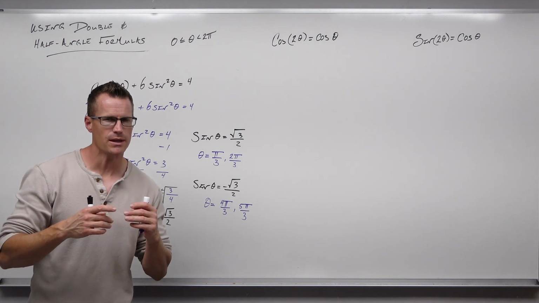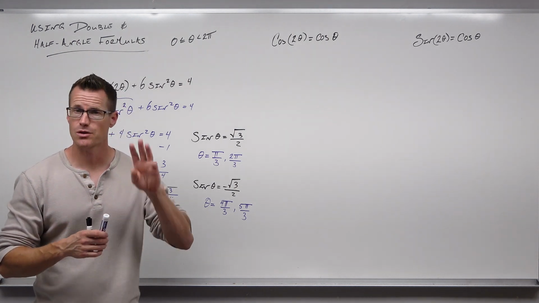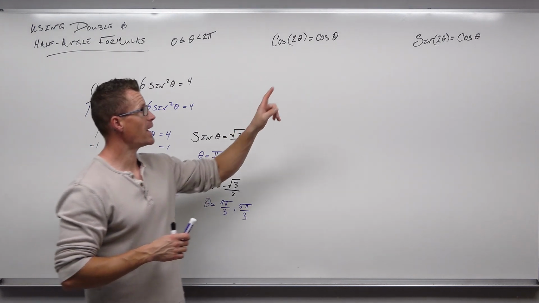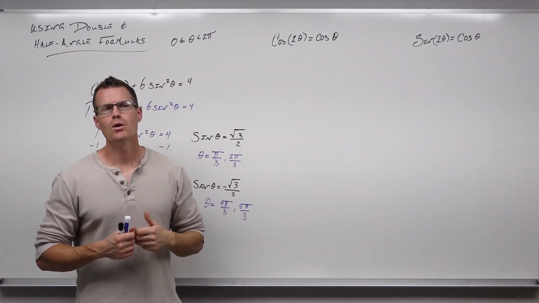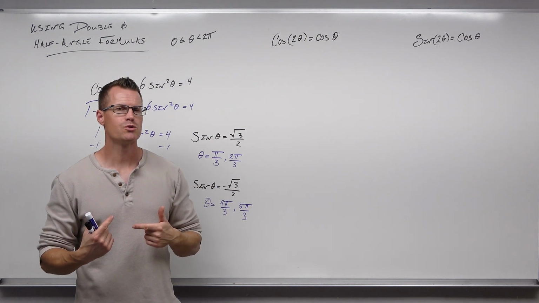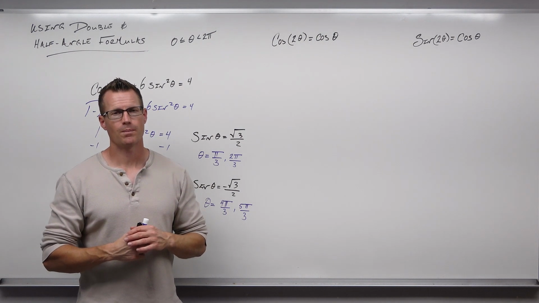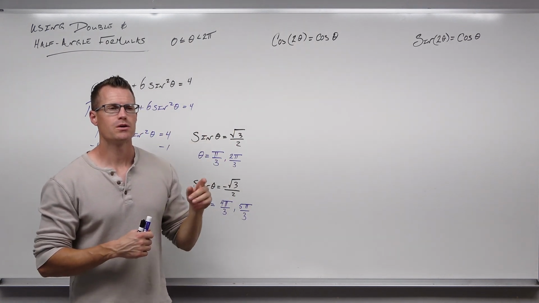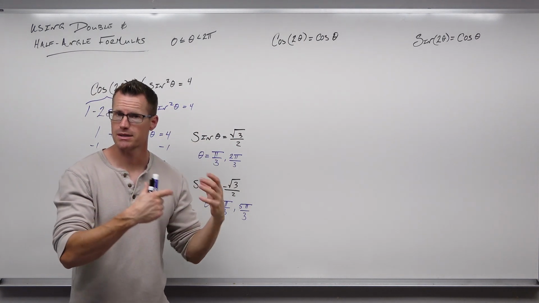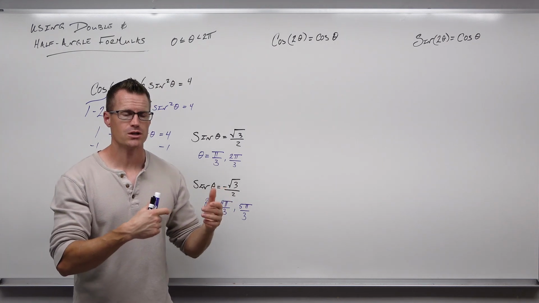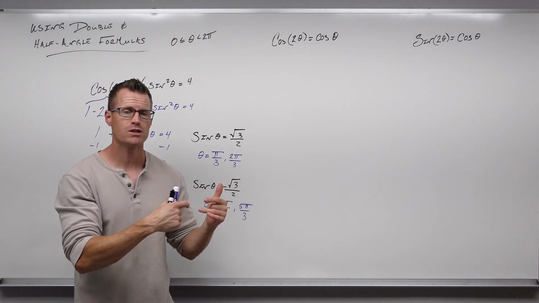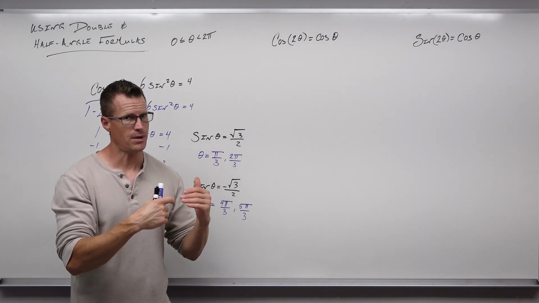Now, cosine 2 theta, that's a double angle that has 3 different formulas. Which one matches up best with what you have already? Would you want to see sines or would you want to see cosines? Well, if you already have a cosine, you can change this into one of 3 things. You can change it into cosine squared theta minus sine squared theta. You can change it into 1 minus 2 sine squared theta. Or you can change it into 2 cosine squared theta minus 1.